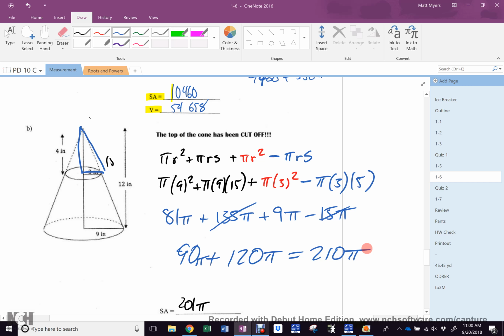Everybody good? Why wouldn't it be? 210 times 3.14, so about 660. Great. That's fine. Again, do the work, I'm happy. Any questions? Now, listen to me. Is the math difficult? No. This is the difficult part.